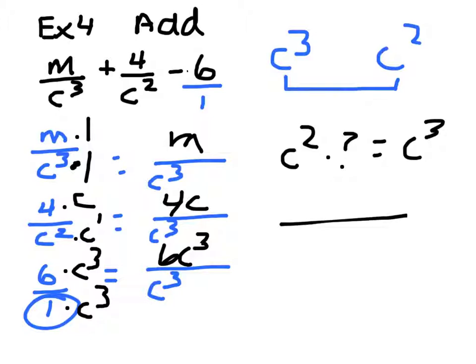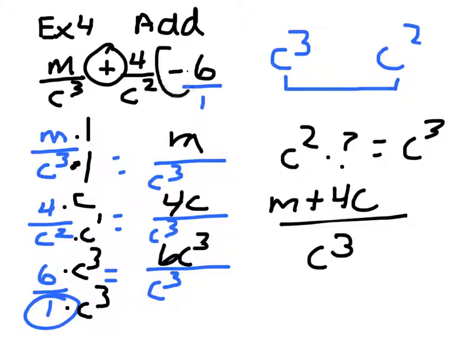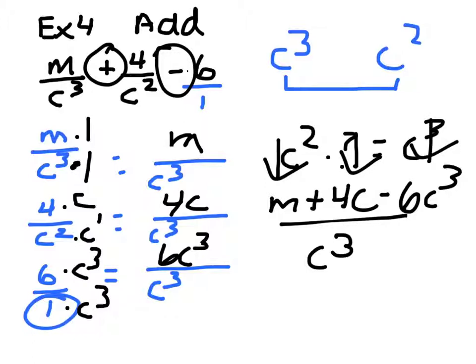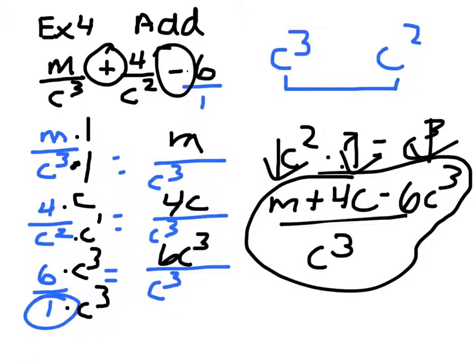Final answer over c cubed is, now here I'm going to add the first two, so m plus 4c, and then subtract the last one, minus 6c cubed. Now, is there anything in the top that are like terms? Answer's no. So this is your final answer.